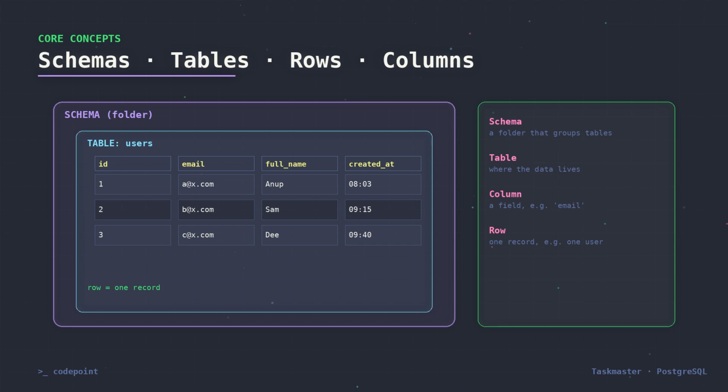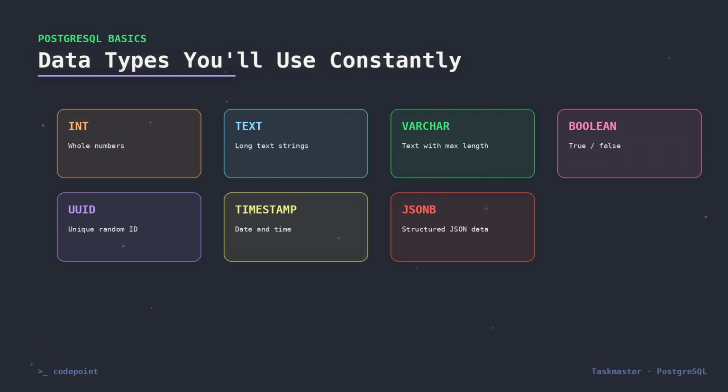Core concepts: schemas, tables, rows, columns. Let's talk structure. A PostgreSQL database is organized like this. A schema is a namespace, a container that groups tables. Think of it like a folder. A table is where data lives. It has rows and columns. A column defines a piece of information, like email or created at. A row is a single record, one user, one task, one project. So if you think of a spreadsheet, the table is the whole sheet. A column is a vertical list of one type of data, and a row is one horizontal entry. Same concept, just in a database.